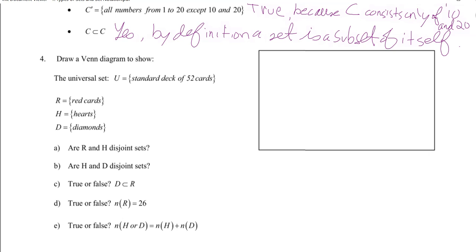It consists of red cards and black cards. Half the cards are red. They have hearts and diamonds. Half the cards are black. They are spades and clubs. There are 4 suits: hearts, red, diamonds, also red, clubs, black, and spades, black. Each suit consists of 13 ranks. The ranks are the actual cards themselves.